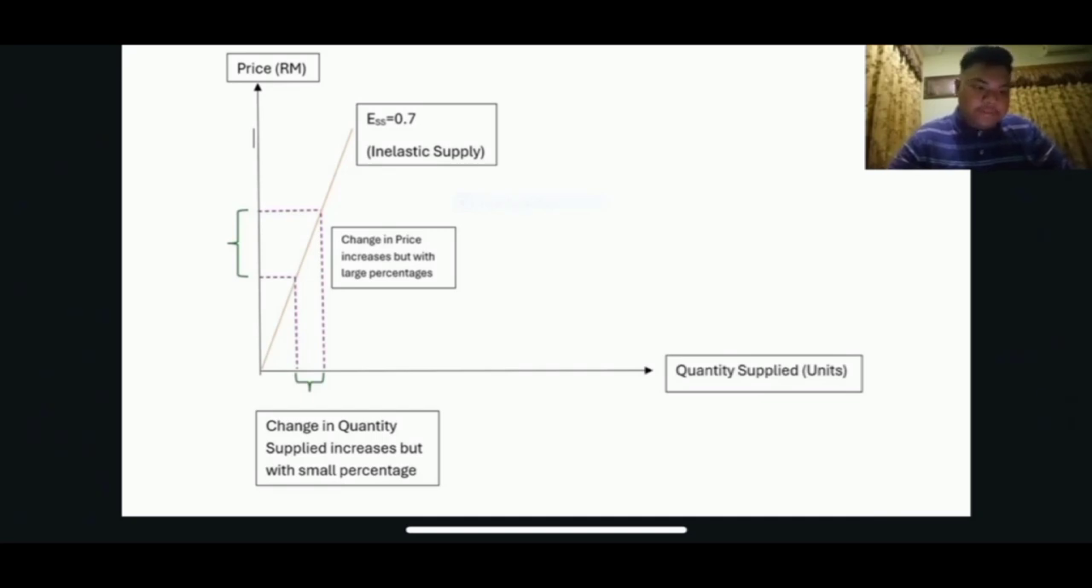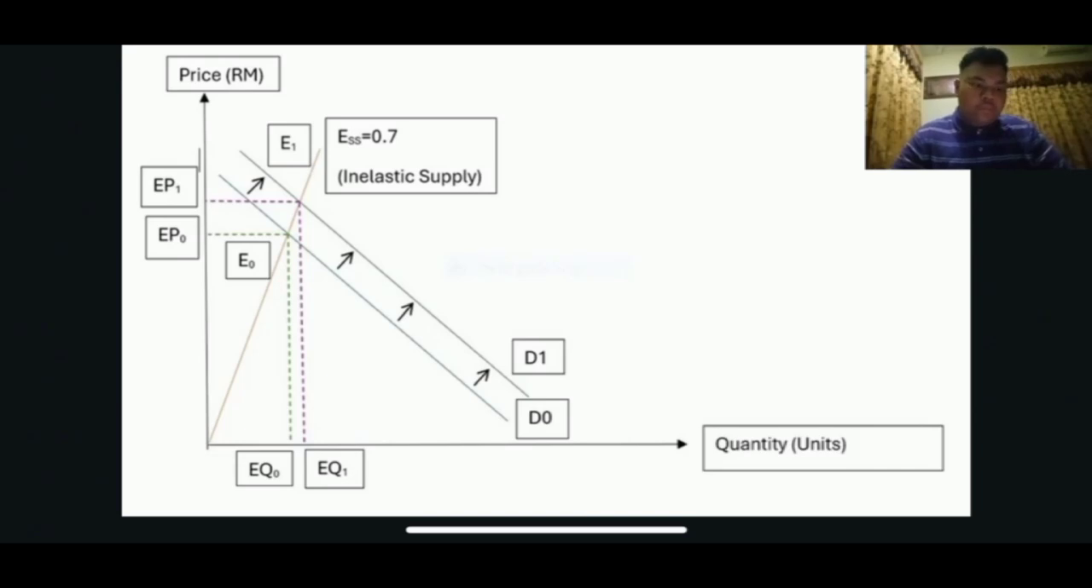So what happened to the price? The price increases with a large percentage, but the quantity increases with a small percentage. So this is the graph when we include the demand curve. As we know, in the question they said surge, so the demand is increased out of nowhere, so the demand curve will shift to the right.